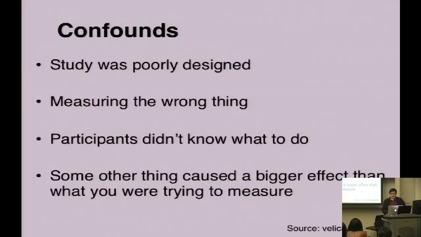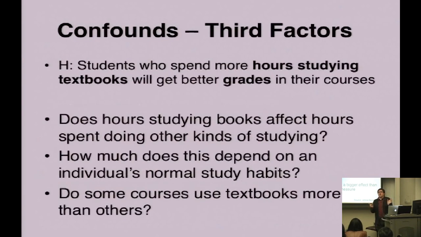The last one is that some other thing caused a bigger effect than what you were trying to measure. What I mean here is that you're measuring one thing, but maybe there's something else happening alongside your experiment that changed everything, that you weren't anticipating and didn't even know about. So for example, with the hypothesis that students who spend more hours studying textbooks therefore get better grades, maybe because they're spending more hours studying textbooks, they're not doing other kinds of studying. And it's that other kind of studying that actually matters. It's not the textbook studies that matter.